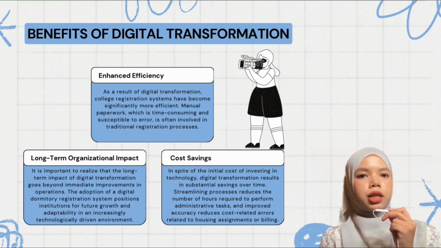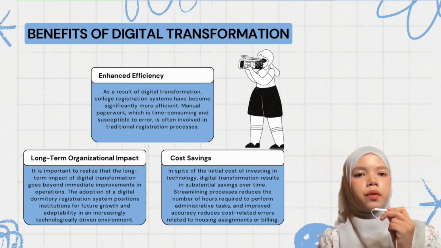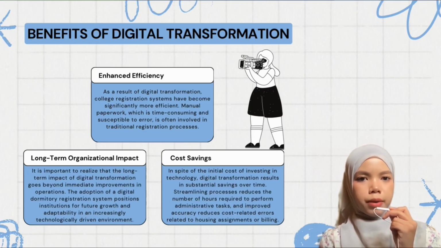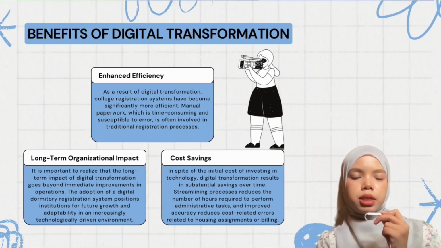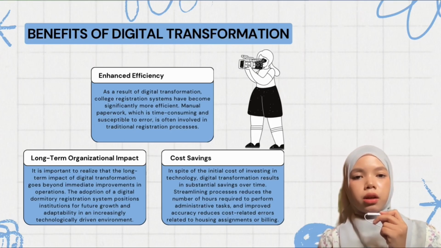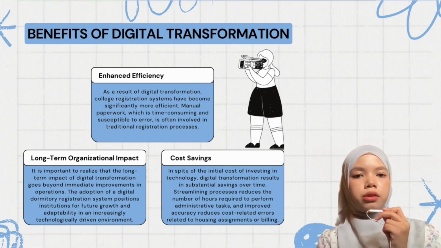In spite of the initial cost of investing in technology, digital transformation results in substantial savings over time. Streamlining processes reduces the number of hours required to perform administrative tasks and improves accuracy, reducing costly errors related to housing assignment or billing. It is important to realize that the long-term impact of digital transformation goes beyond immediate improvements in operations. The adaptation of a digital college registration system positions institutions for future growth and adaptability in an increasingly technology-driven environment.